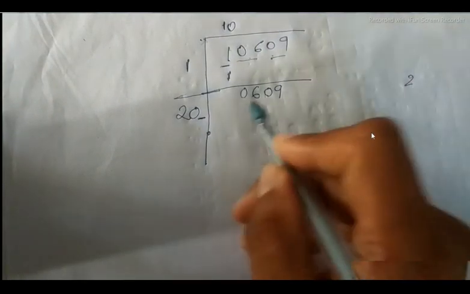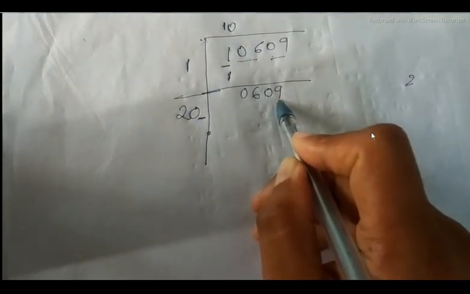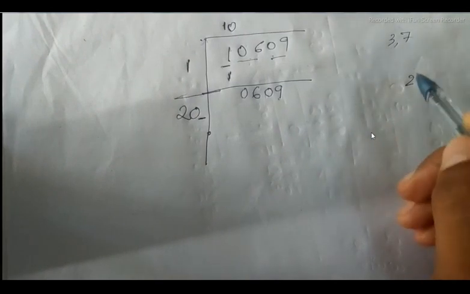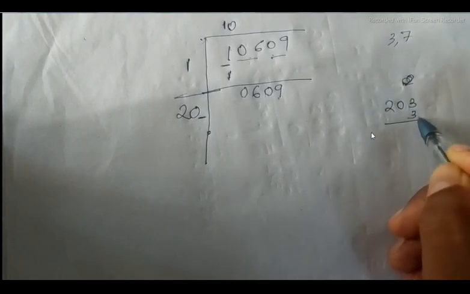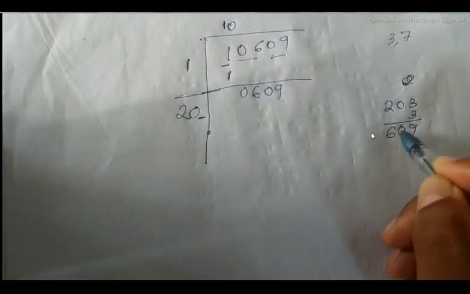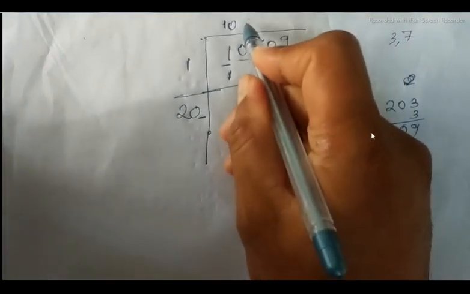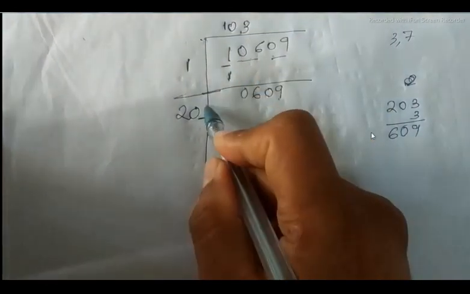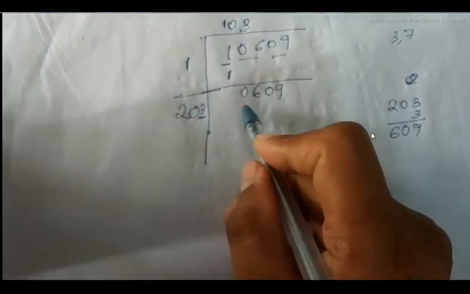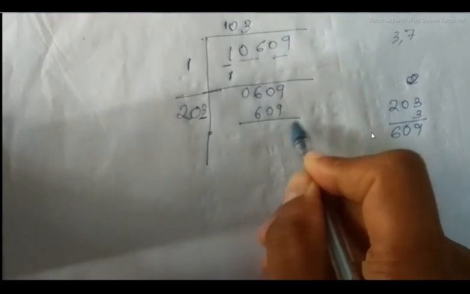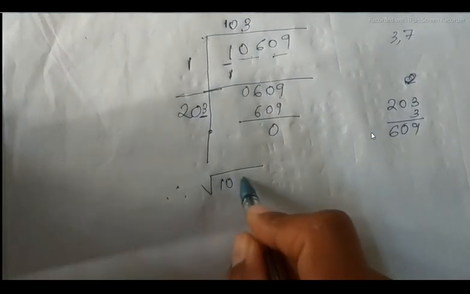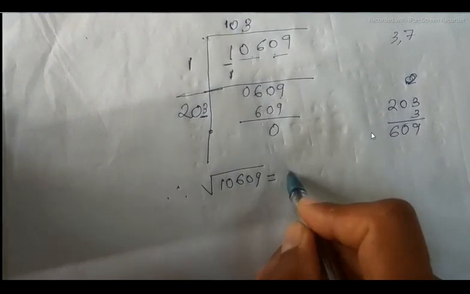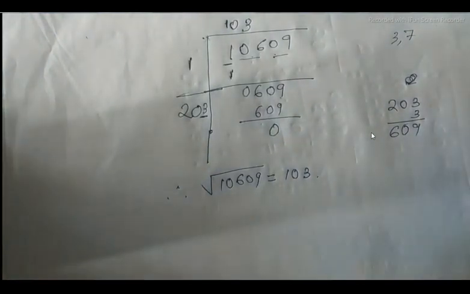So we have to think of this digit now. Since the unit digit ends with 9, I will try it by 3 and 7 only. 203 into 3, 3 3s are 9. Yes, it goes by 3. So I will take the quotient as 3 and the divisor also 3. 609. Therefore the square root of 10609 equals 103. So let us take another example of this type.